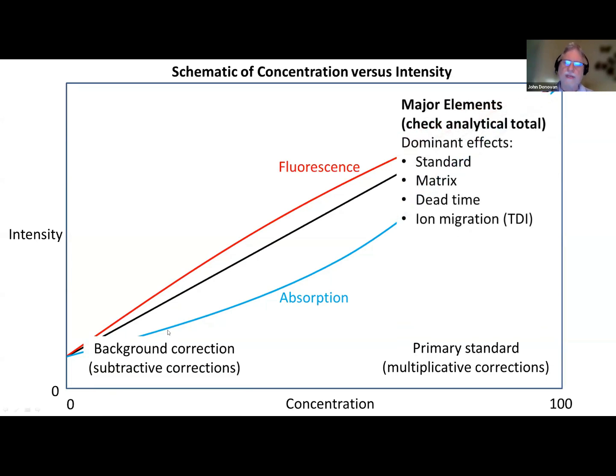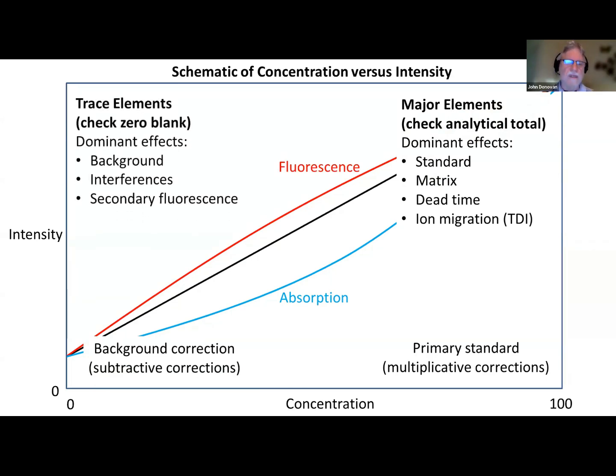And so here's what it boils down to. For the major elements, the dominant effects are your standard, the accuracy of the standard, the matrix corrections, the accuracy of the matrix corrections, your dead time correction, the accuracy of your dead time corrections, and of course, as discussed earlier, some ion migration effects that Chris talked about. So all these are very important for your major elements, but not so important for your trace elements.